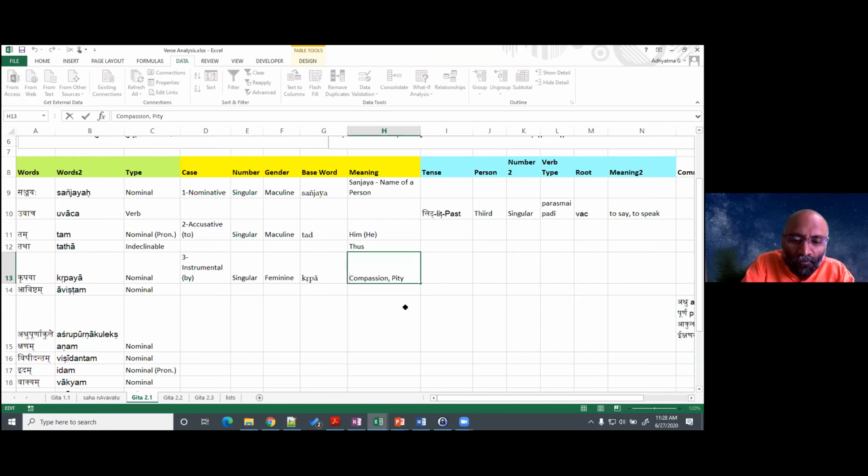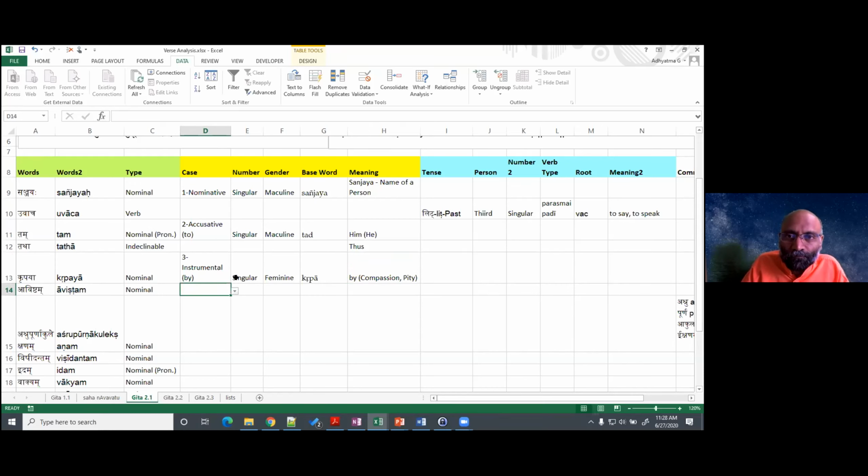So it will become by compassion, by pity, or by or with. Sometimes it is used in the sense of with. But when we translate into English, we have to use the preposition as it makes sense in the sentence. We cannot blindly copy one to one, as I said. But this gives you an idea that this is the instrumental case, and that's what the meaning would be.